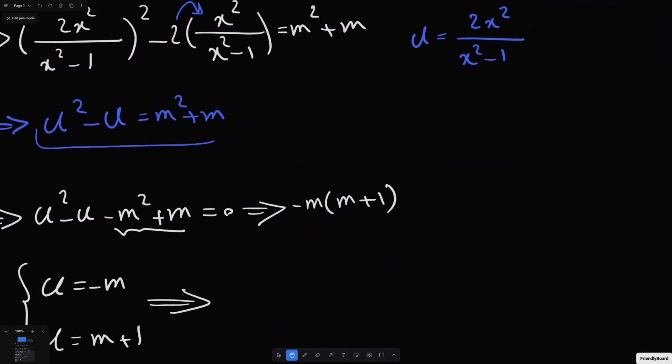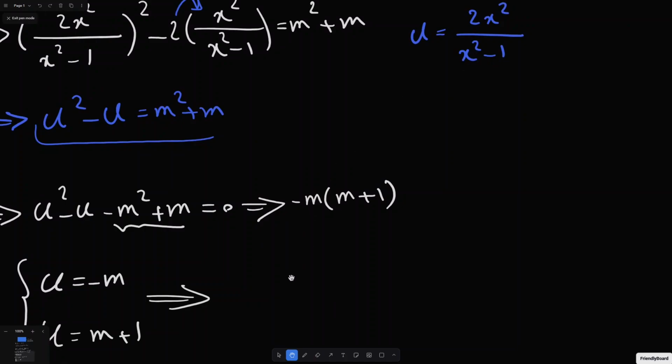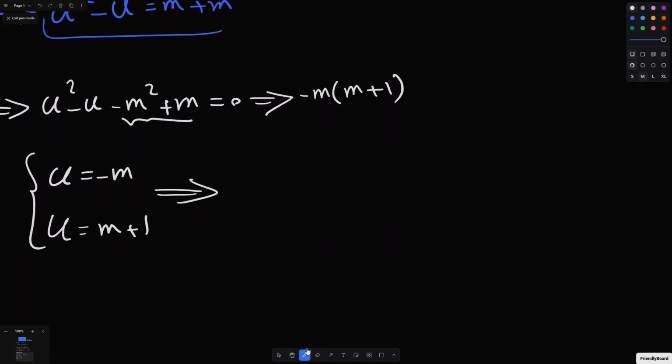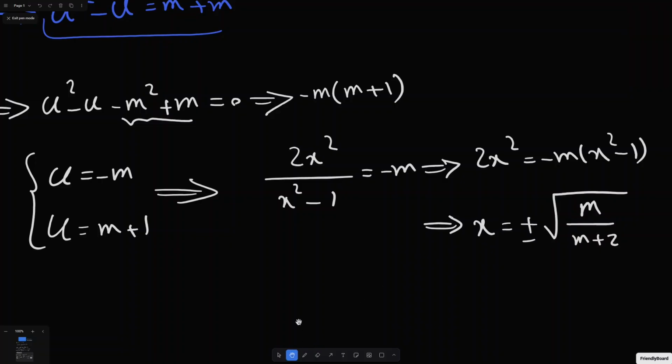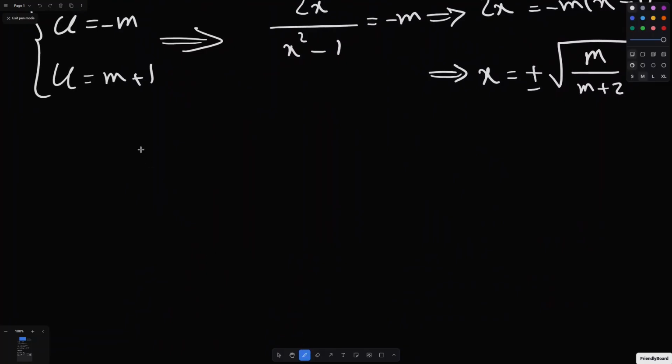And then I know what u is as well, as we already substituted. u is 2x² over x² minus 1, so let's substitute it back for the first one. It's going to be 2x² over x² minus 1 equals minus m for the first root, so 2x² equals minus m times (x² minus 1), and from here we solve for x, and x is going to be plus or minus the square root of m over m plus 2. I'm not going to go through everything because it's very simple now.